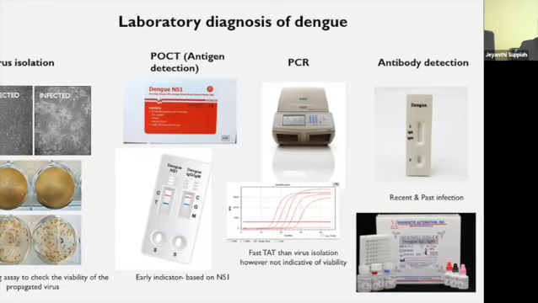Eventually, we have to proceed to other assays to quantify the degree of virus growth in the cell. For instance, we can use a plaque assay or a focus forming assay, as shown here, to check the viability of the propagated virus, or we can also proceed to an immunofluorescent assay to capture the antigen.